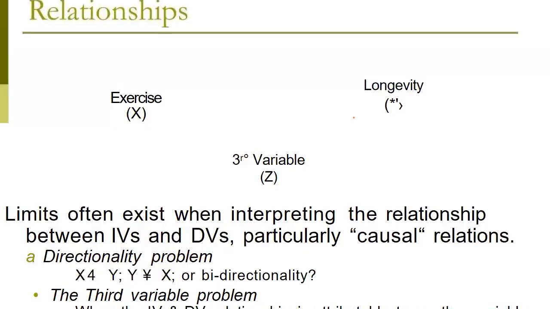Next, you see the relations between IV and DV. IV stands for independent variable, DV stands for dependent variable. One is exposure, for example exercise, and longevity. There is a limit when interpreting the relationship between the IV and DV, particularly a causal relationship: the directionality problem. X is exercise and Y is longevity, and the relationship may be bidirectional. Or there is a third variable, Z, to which both IV and DV are attributable. So this is the directionality problem.